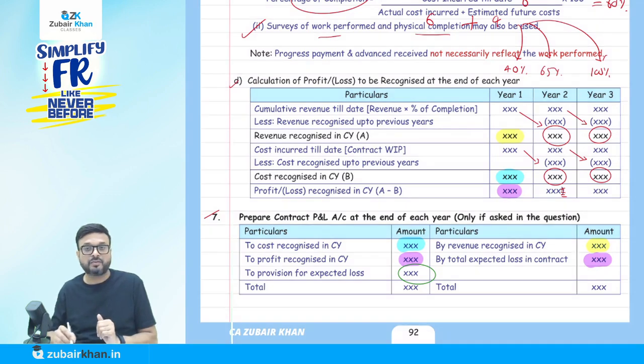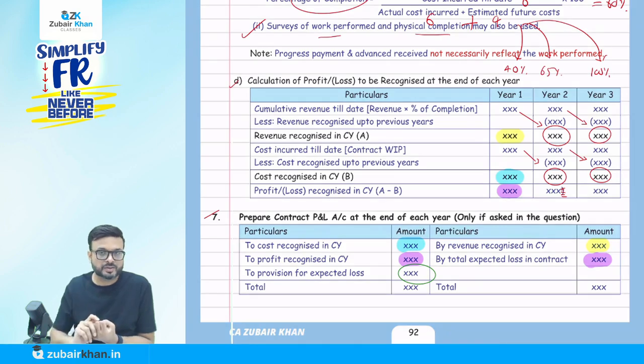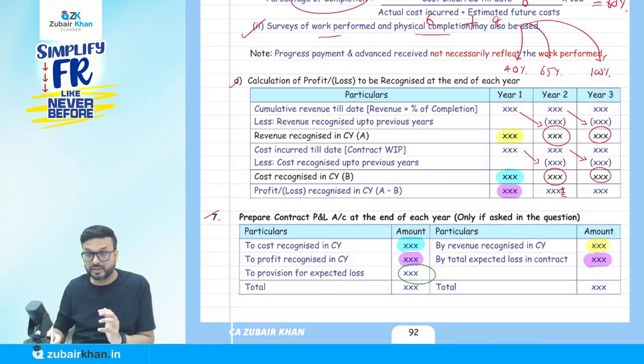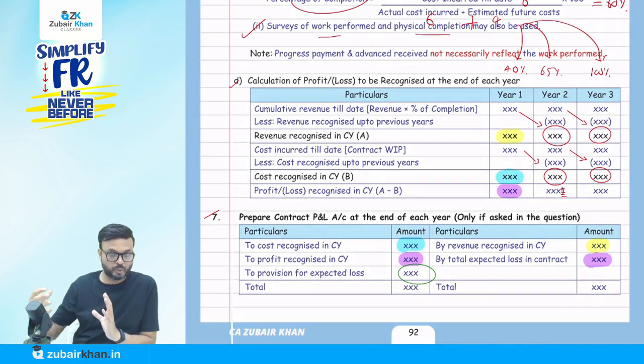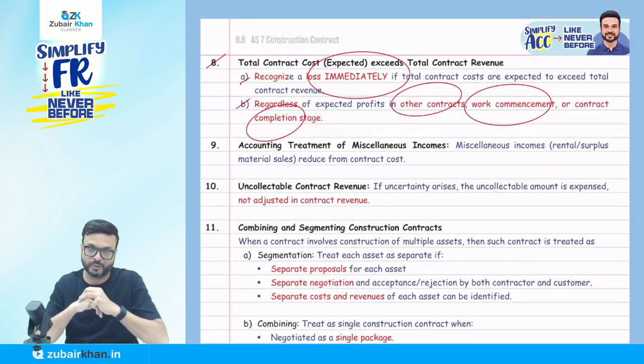Suppose the total expected loss is 5 crore, and I have recognized only 3 crore. I have to make a provision for 2 crore, so my total loss will come to 5 crore. So whatever loss is going to happen in future has to be recognized now. Why? Due to the conservatism approach.